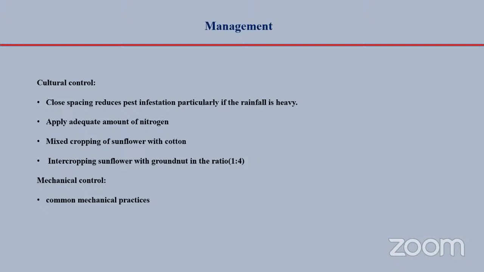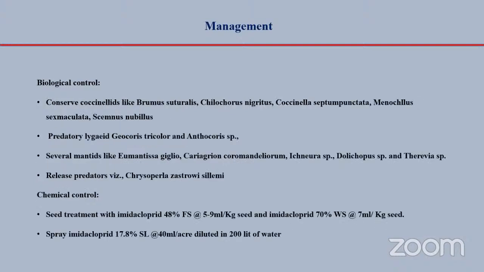Then you can go for intercropping the sunflower with groundnut at the ratio of 1:4. So next is the biological control. So you have to conserve the coccinellid predators like Brumoides suturalis, Cheilomenes, Coccinella septempunctata, Menochilus sexmaculata, and Scymnus nubilis.